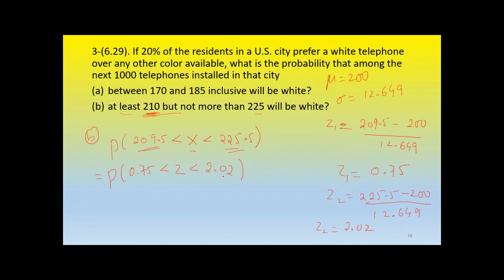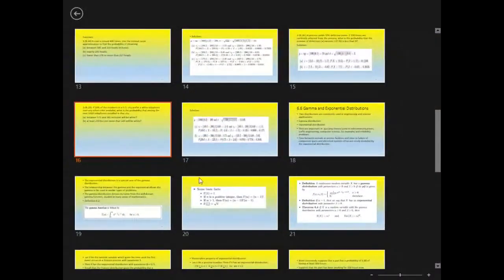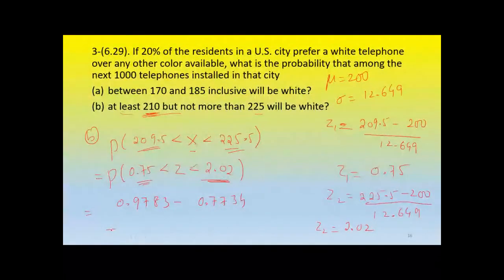Both are positive values, on the right side of the mean. Using table, find the area left of this Z, 2.02, which is 0.9783, and to the left of 0.75 the area is 0.7734, and the final answer will be 0.2049, the end of this problem.